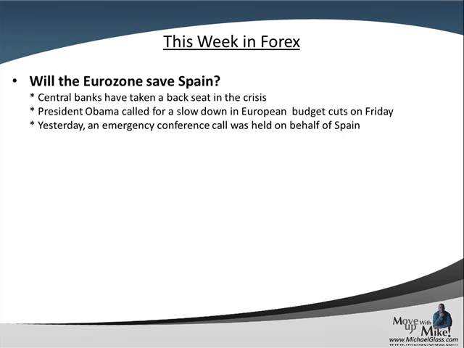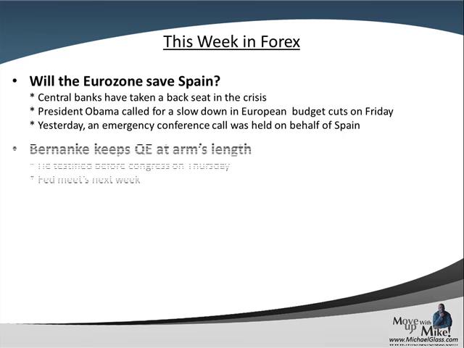Here in the States, President Obama called for a slowdown in the European budget cuts on Friday. Of course, he's concerned about the spread of the crisis in Europe affecting the U.S. economy. And yesterday there was an emergency conference call on behalf of Spain. Fitch, the rating agency, estimated that Spain is going to need about $100 billion, and so there's the balance of, do you give them the money? But if you don't give them the money, it's going to cost even more money. So it's what will the Eurozone do?